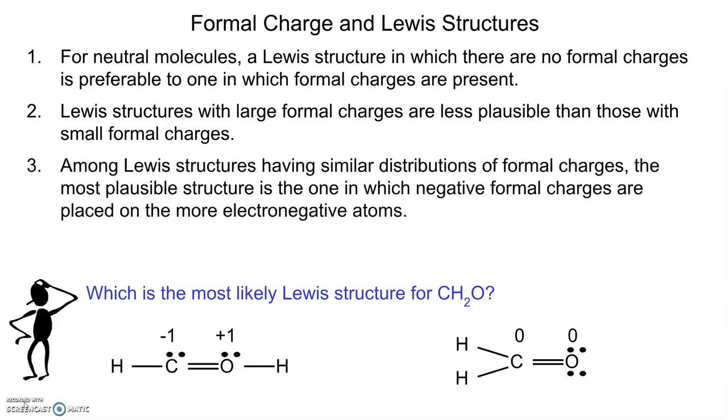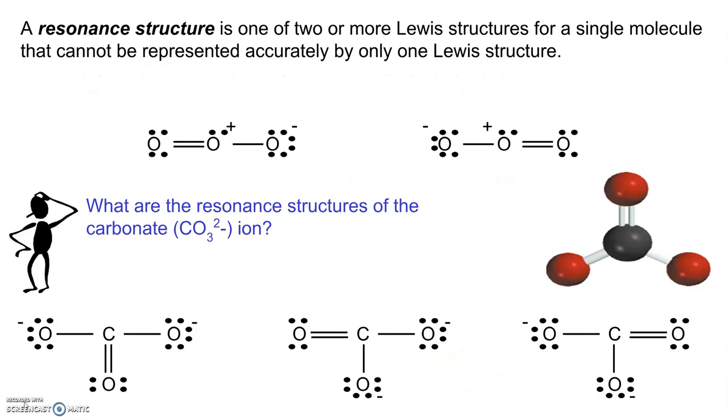Again, for neutral molecules, a Lewis structure in which there's no formal charge is preferable to one with formal charges present. So that's why the formaldehyde structure on the left was not the correct one, because it had a -1 and a +1 on the carbon and oxygen. The structure on the right made sure that I had a 0 and a 0. That's why it's the correct Lewis structure. Let's look at some more.